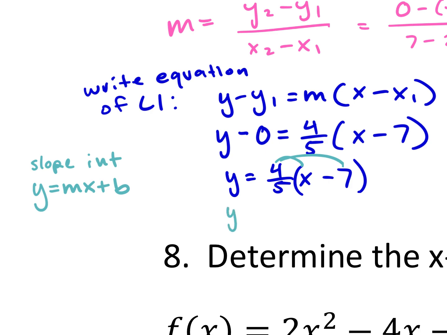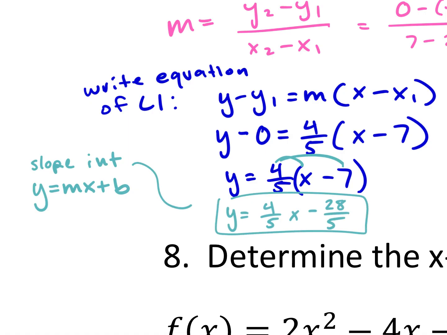So when we distribute, we get y equals 4 over 5x, minus 28 over 5. So this would be slope-intercept form.